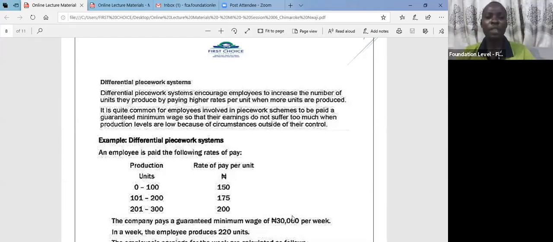Now look at differential piecework system. You are encouraging people to increase productivity, and you tell them that I'm going to pay you a higher rate when you have achieved a higher unit of production. So it is quite common for employees involved in piecework schemes to be paid a guaranteed minimum wage so that their earnings do not suffer too much when production levels are low because of circumstances beyond their control.